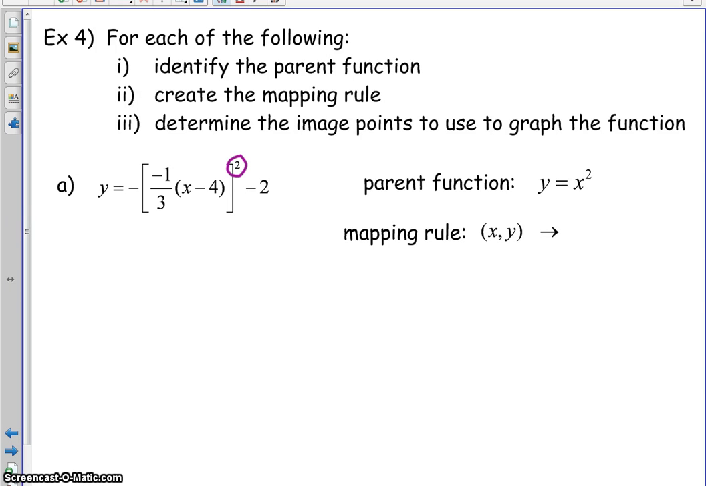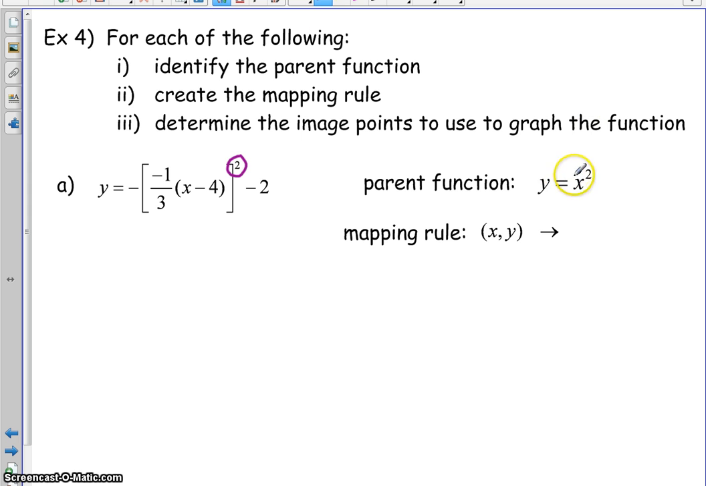Okay, welcome back. So I'd asked you to try and create a mapping rule for this particular transformed quadratic here, and it's a little bit trickier. Before we had a nice little f out there in front to help us really clearly see what was happening inside the function, what affected the x value, and what was happening outside that, what affected the y value. It's not exactly as clear here.